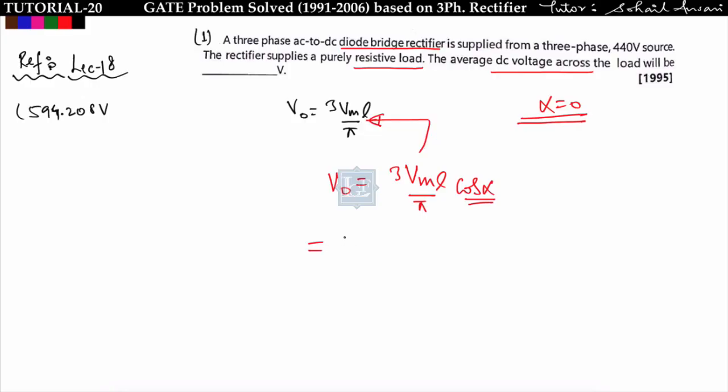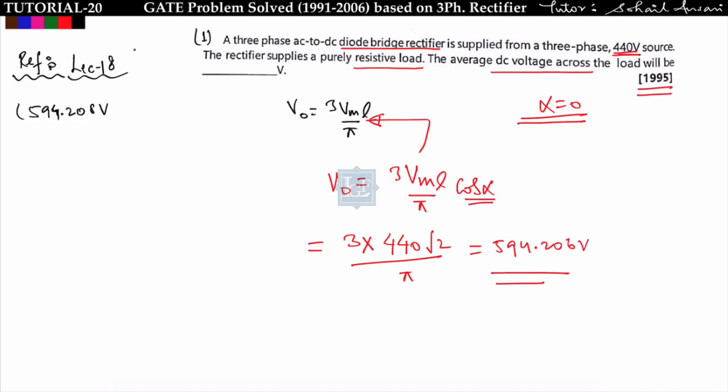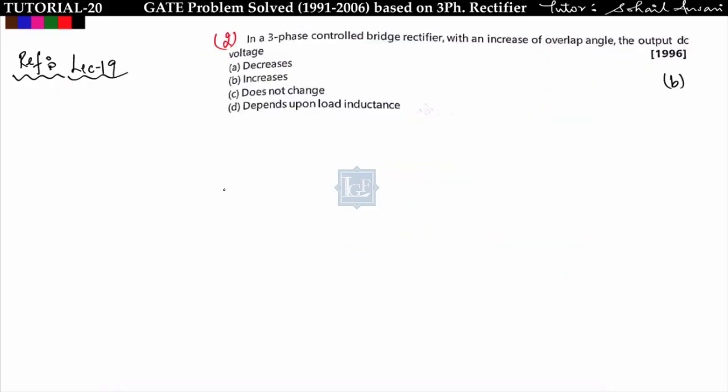So V naught is equal to 3 multiplied by VML, where VML is the maximum line voltage, and here 440 volt is the line voltage. So to find the maximum line voltage, I have to multiply it by root 2 upon pi, that is equal to 594.206 volt. Okay, this has been asked in GATE 1995 and the concept has been discussed in lecture number 18 for the controlled bridge rectifier. Let us move to the next problem.